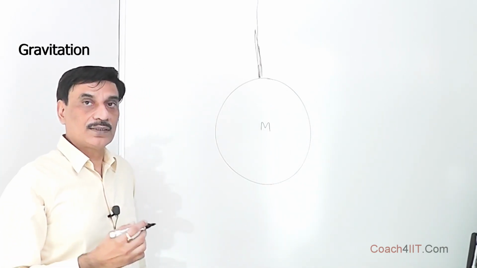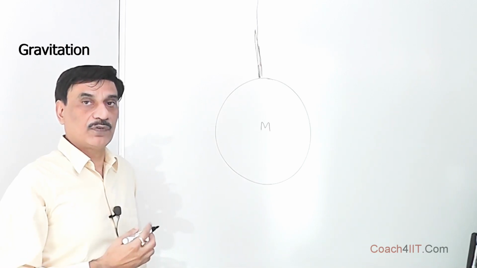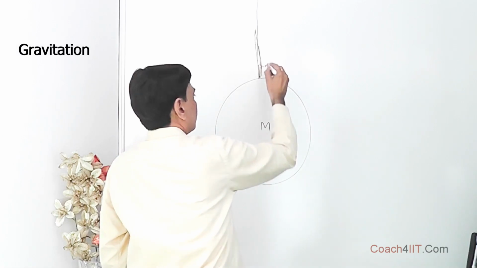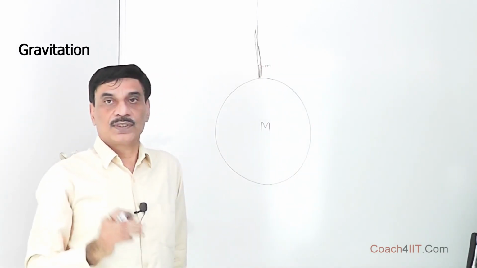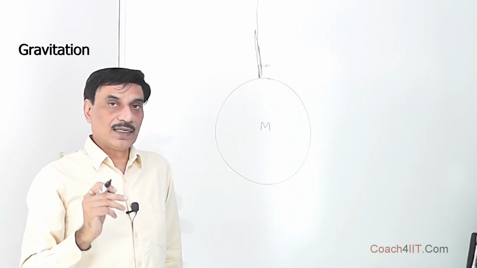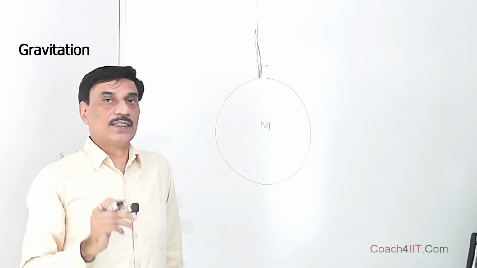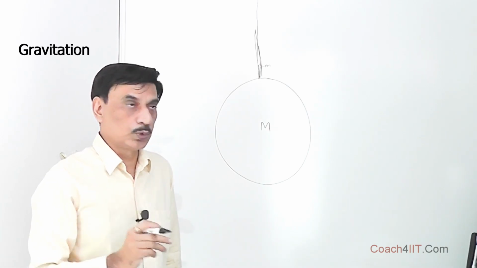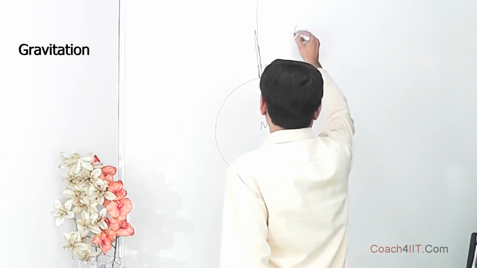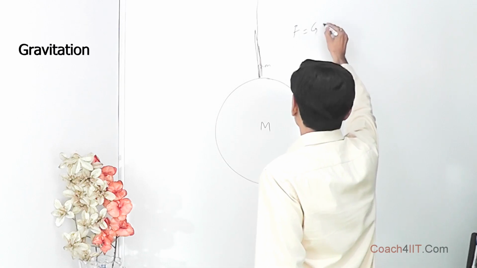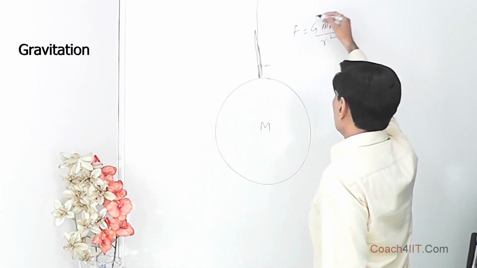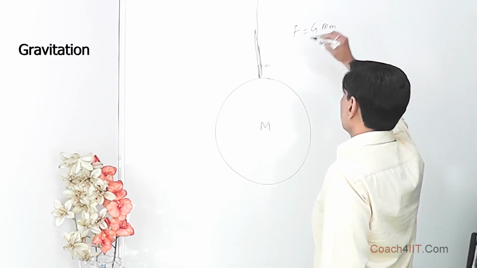So when we say this escapes the gravitational field of Earth, it means the interaction between this body of, let's say, mass m and this capital M Earth reduces to zero. That means there is no force of interaction between the two. The force of interaction between the two is given by Newton's universal law of gravitation, that is GMm upon r square. This is not equal to 0.